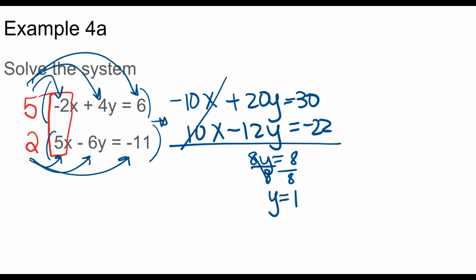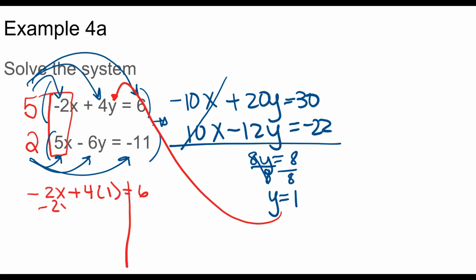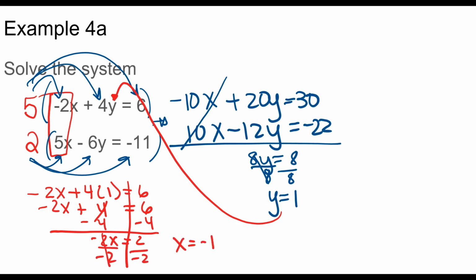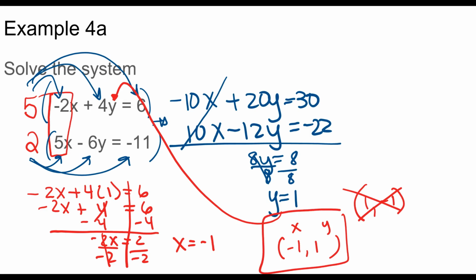We're halfway done. We're going to replace that y. I like to put it into the top equation. We get negative 2x plus 4 times 1 is equal to 6. We get negative 2x plus 4 is equal to 6. We'll subtract 4 on each side. Negative 2x is equal to 2, running out of space. x is equal to negative 1. Just be careful. We did find y first, so the tendency is to put whatever you got first, but it's always x, y. So make sure it's negative 1, comma 1.